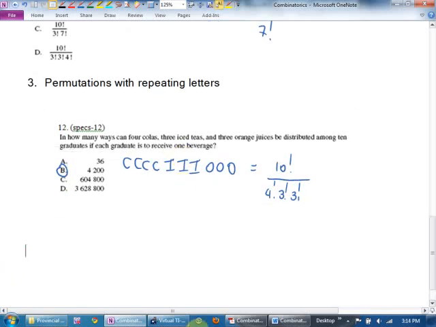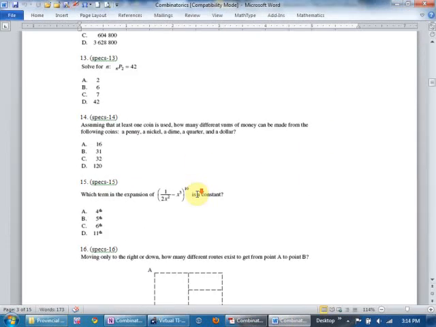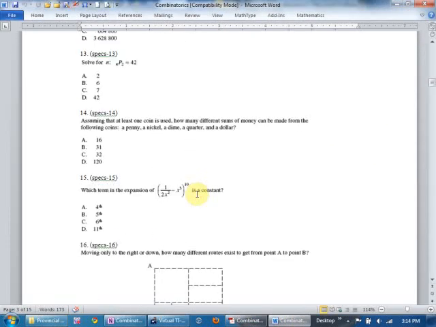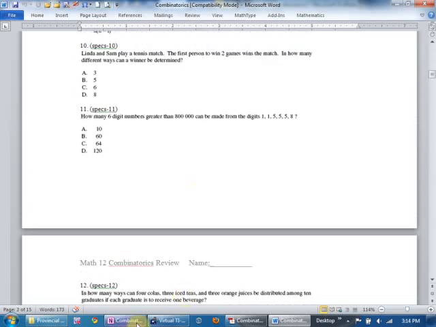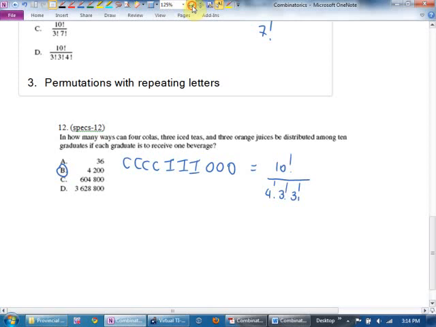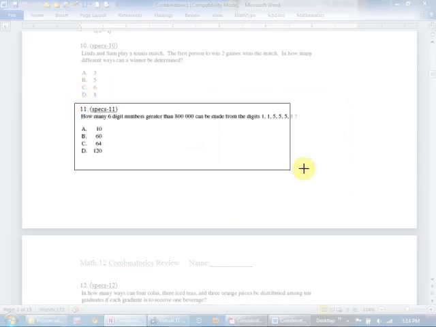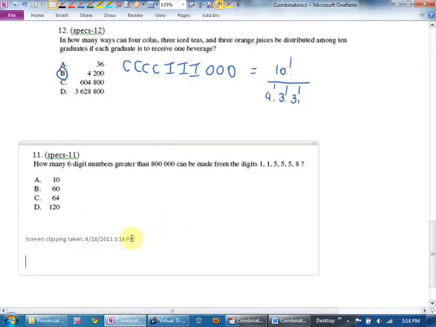Let's do another permutation with a repetition. There was a nice one here that had a little bit of both in it. Where was it? Oh, yeah, number 11. So I've told you I'm going to ask you some kind of a digit question. This is a bit of a trickier one. It says, how many six-digit numbers? This is a combination of fundamental counting principle and permutations.